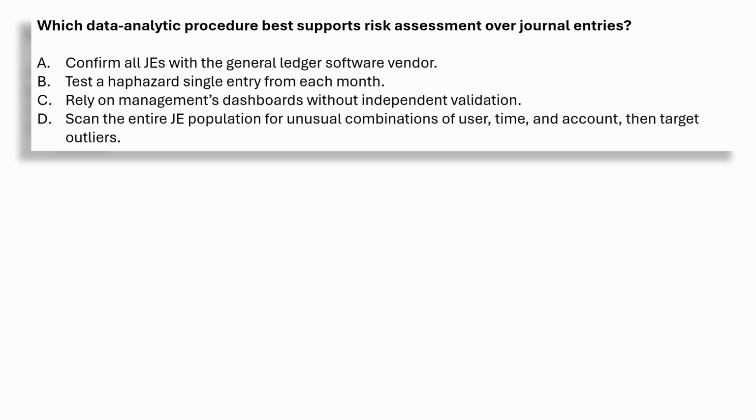Wrong party, wrong evidence. Option B, test a haphazard single entry from each month. This is the audit equivalent of sticking your finger in one cup of soup and assuming the whole restaurant tastes fine. One entry per month? That won't cut it. It's not risk-based, not representative, and misses the whole point of analytics.